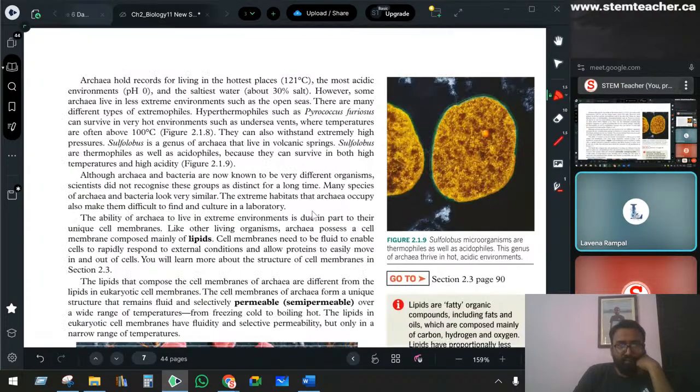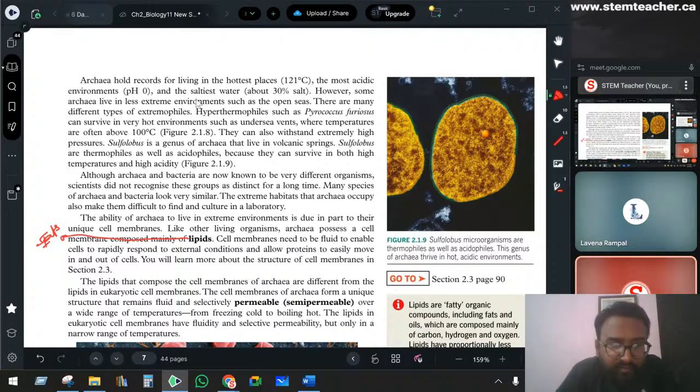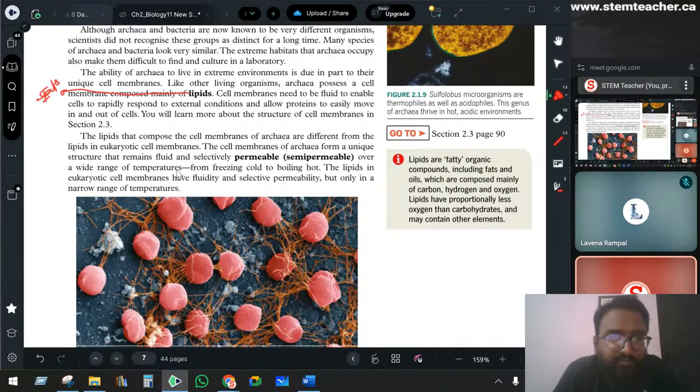Do you know what lipids are? What is meant by lipid? One can call it fats. Fats. Okay. They are the lipids. Lipids are fat.